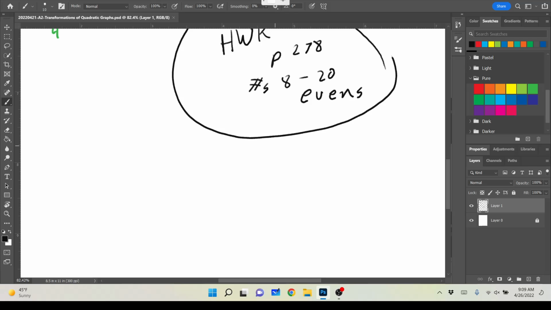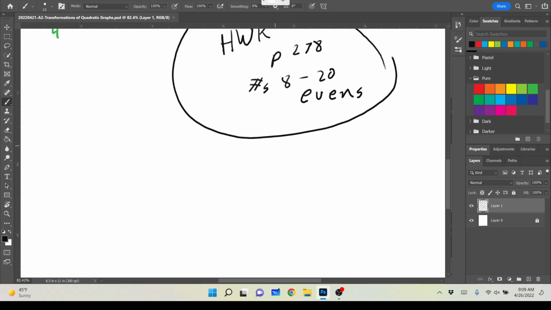Number 8 is invisible. Where is it? There it is. I found it. Okay. Number 8 is y equals x plus 9/2 squared minus 49/4. Number 10 is y equals -2 times x minus 5/4 squared plus 25/8.